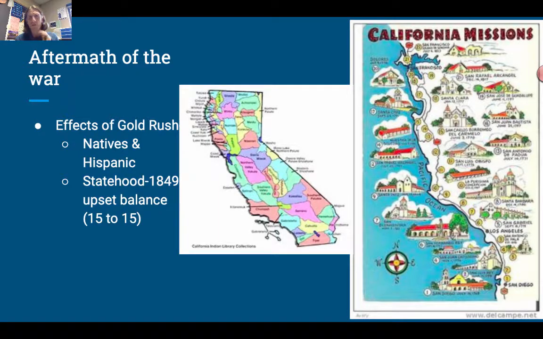The other thing it's going to do is California is going to quickly apply for statehood, and it's going to upset this delicate political balance of 15 to 15. California is going to enter as a free state, and so that means the slave states are going to be outnumbered in the Senate. And so this is going to be a pretty hotly contested and debated addition to the United States. And so we're going to kind of see the fallout of that in the next chapter.